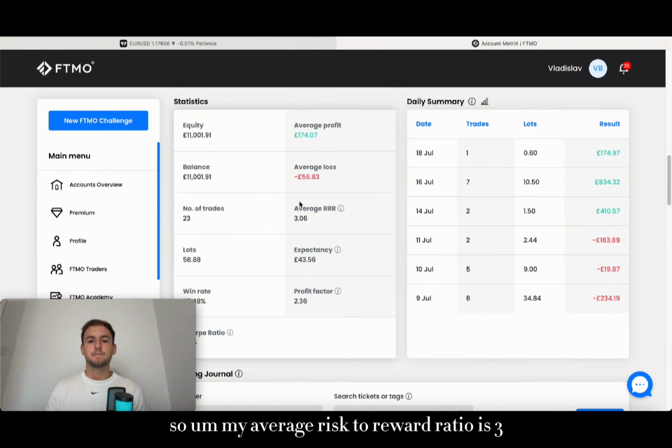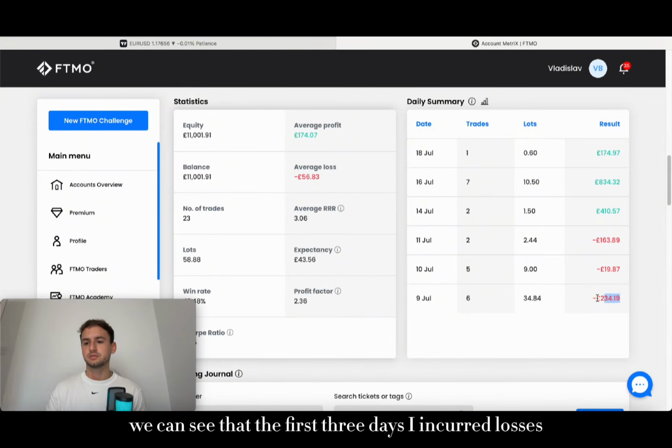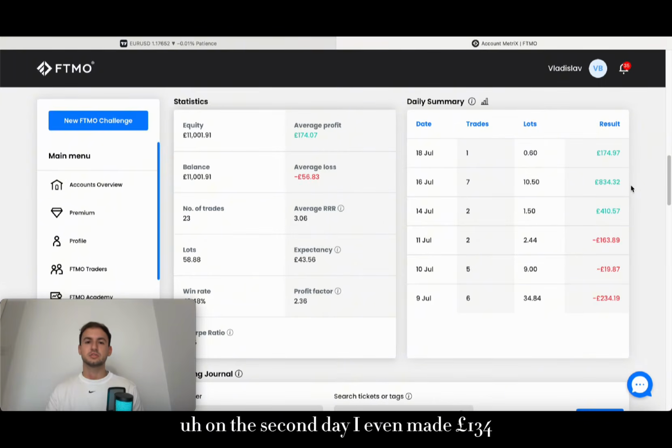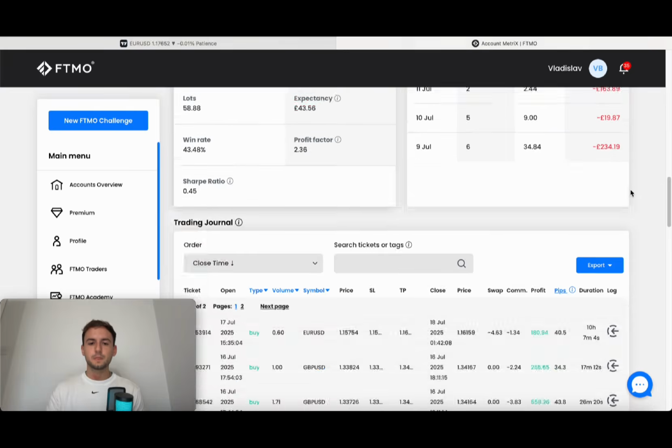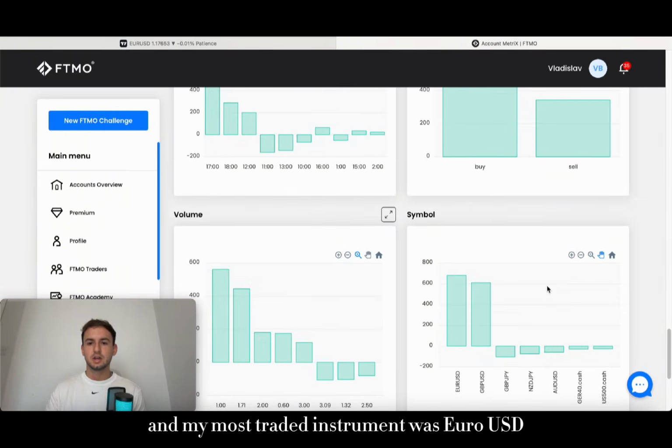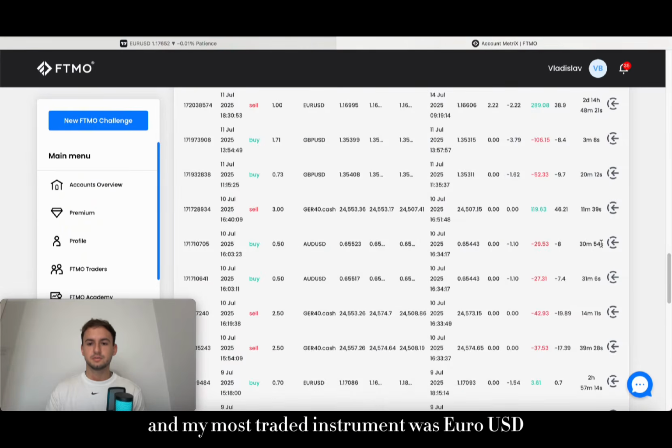So my average risk to reward ratio is 3, and on the right hand side we can see that the first 3 days I incurred losses, and then it was a pretty good comeback. On the second day I even made £134, which is equivalent to 8.3% in profit. This is the log of all my trades, and my most traded instrument was EURUSD.